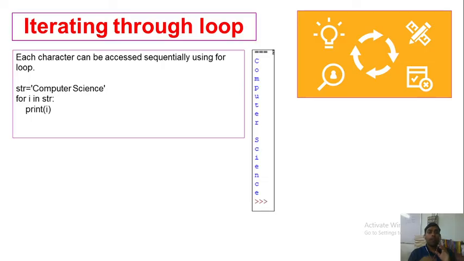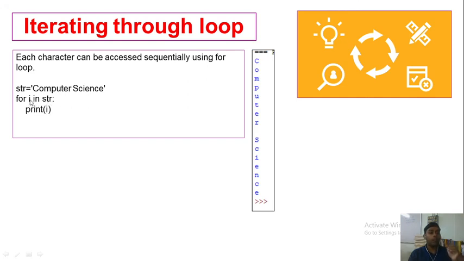And we have the next operation, iteration. Iteration means repetition or looping, and we are working with loops. Each character can be accessed sequentially using a for loop, and we have an example here. Str equal to computer science. We know computer science is a string, two words separated by space and enclosed in single quotes. It can be double quotes as well. For I in str, print I.